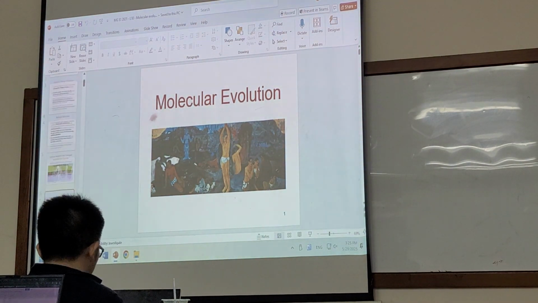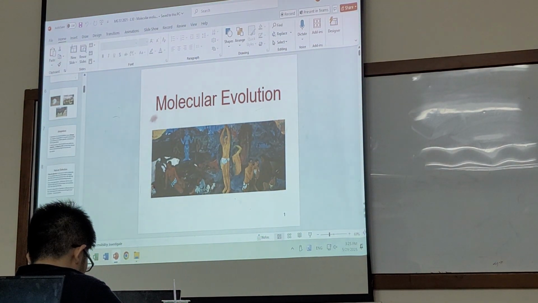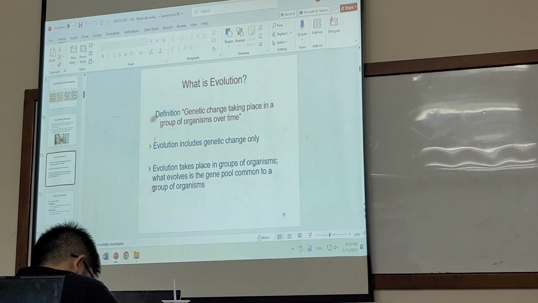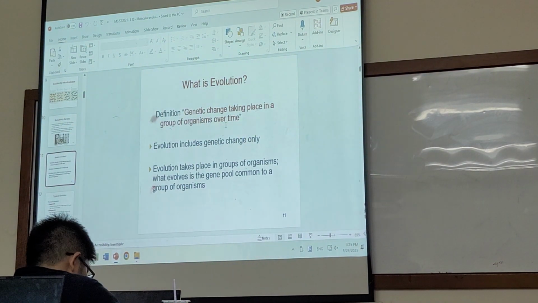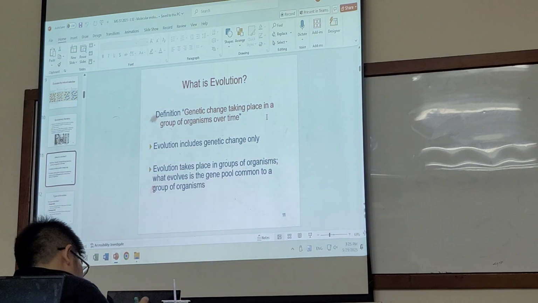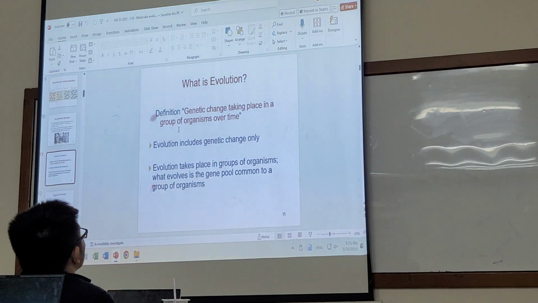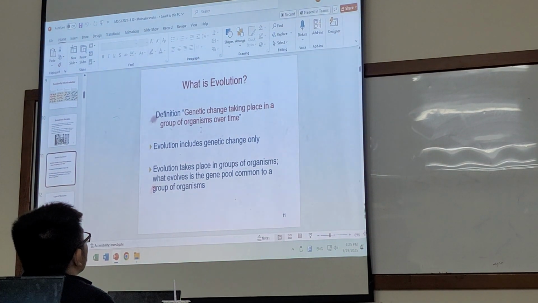Evolution. This slide gives the definition of evolution: genetic change taking place in a group of organisms over time. So the key here is a group of organisms, not individuals.